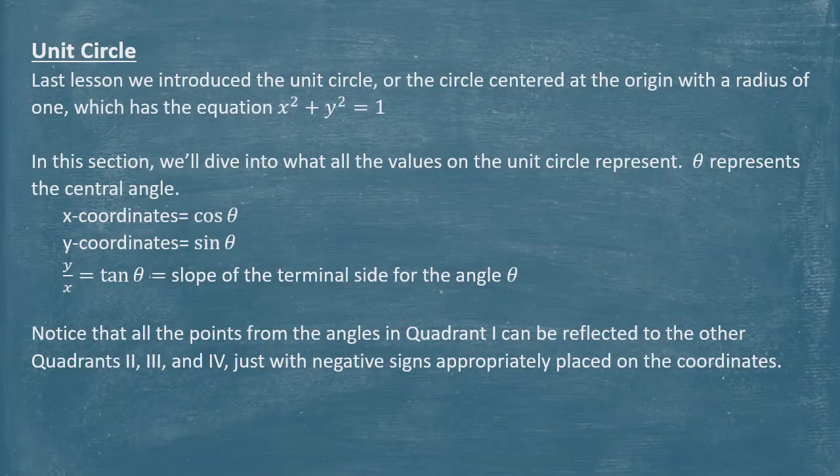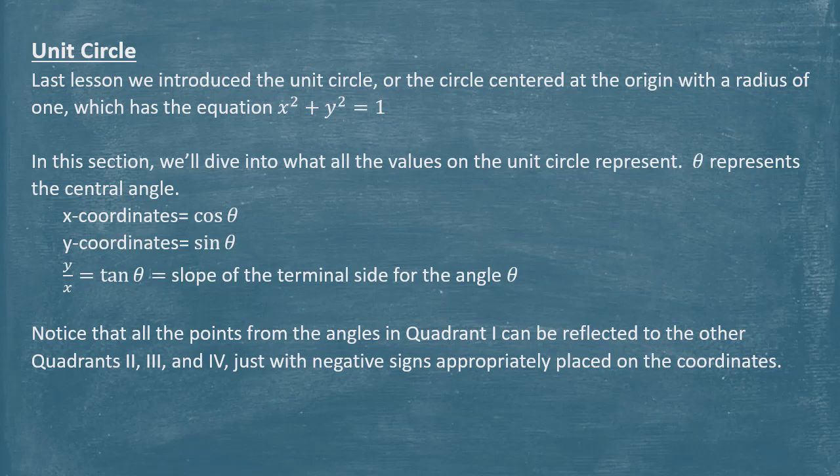Now, just as a quick review, last lesson we did discuss what the unit circle was, essentially the circle that's centered at the origin with the radius of 1 that has that equation x squared plus y squared equals 1. So now we're actually going to talk about what each of those things represents that we wrote on the unit circle, to try and make a little more sense of why we even did any of those things.